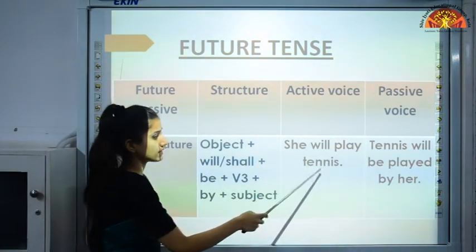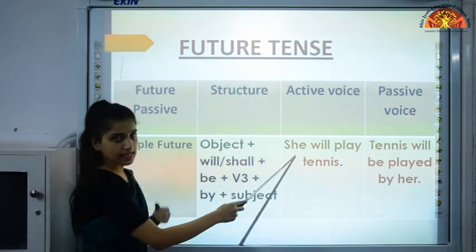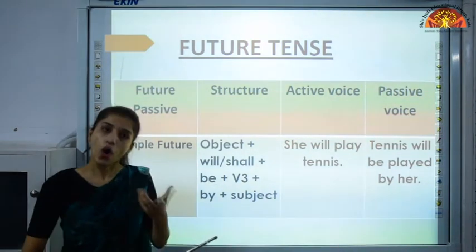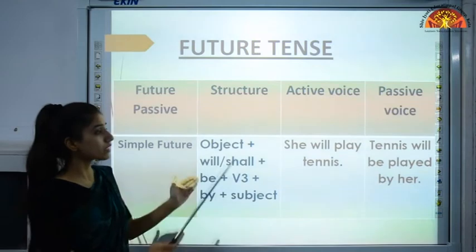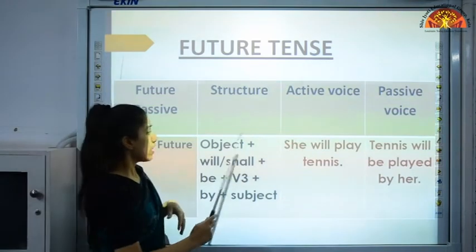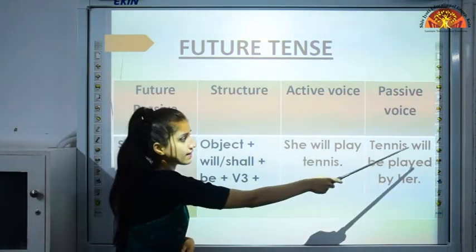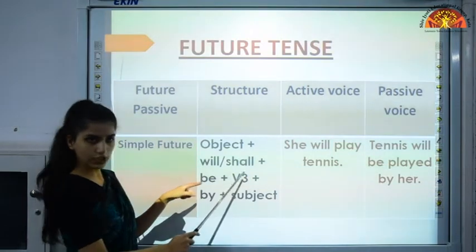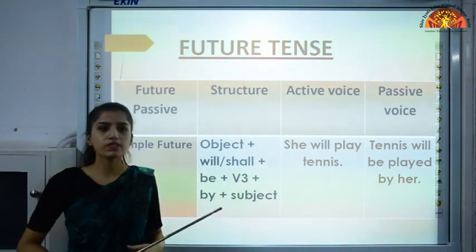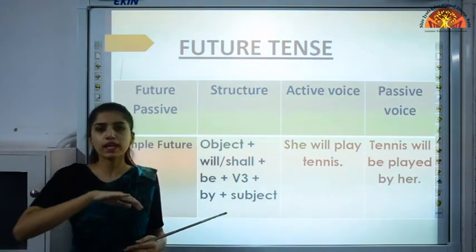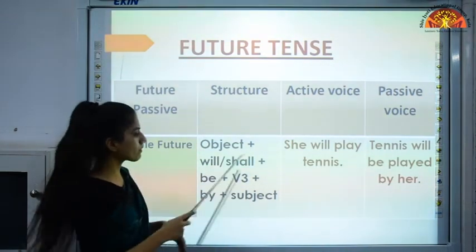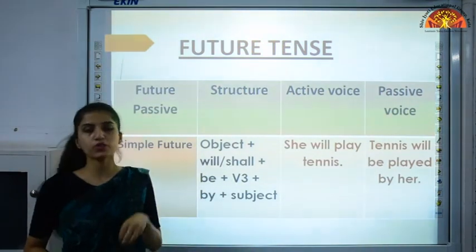She will play tennis. So now she is the subject, will play is the verb, and tennis is the object over here. So now when we are converting this sentence into passive, we will keep this structure in our mind, that is object will come first, that is tennis, then will or shall. We will be using will over here. Shall we don't use many a times. Now shall's use is being omitted from modern English, we can say. So in most places we can use will only.